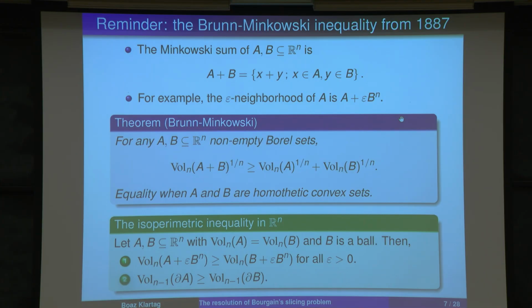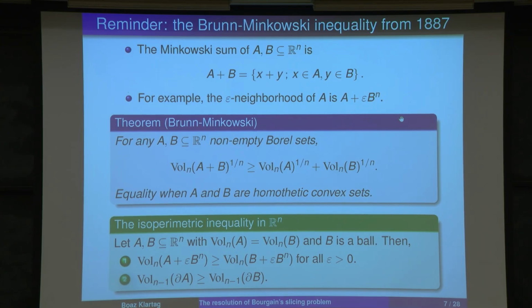If A is any set in Rn, I can take a Euclidean ball B of the same volume as A. Then, if I look at the epsilon neighborhood of A, by Brunn-Minkowski, its volume to the power 1 over n is at least the volume of A to the power 1 over n plus the volume of epsilon B to the power 1 over n. And we know that there is equality when the two sets are homothetic, meaning that since B is a ball, there is equality when A equals B. So I just got that the epsilon neighborhood of A has volume which is minimized by the Euclidean ball. This is true for all epsilon greater than 0.